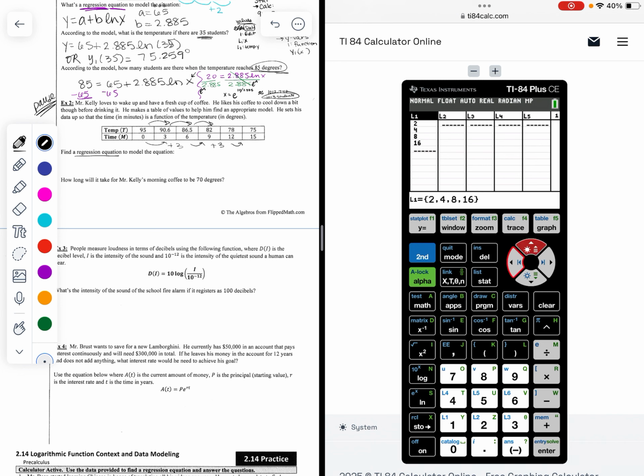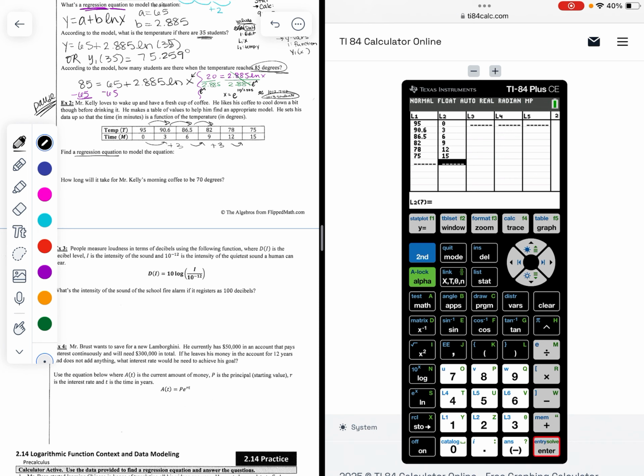But we're going to let list 1 be the temperature. So the temperatures were 95, 90.6, 86.5, 82, 78, and 75. Okay, once I hit enter, I'm now going to put in my list 2, which was the time in minutes. So 0 minutes, 3 minutes, 6, 9, and 12, and then 15 minutes. We also want to make sure that our lists have the same amount of data. Make sure that you check your lists through.